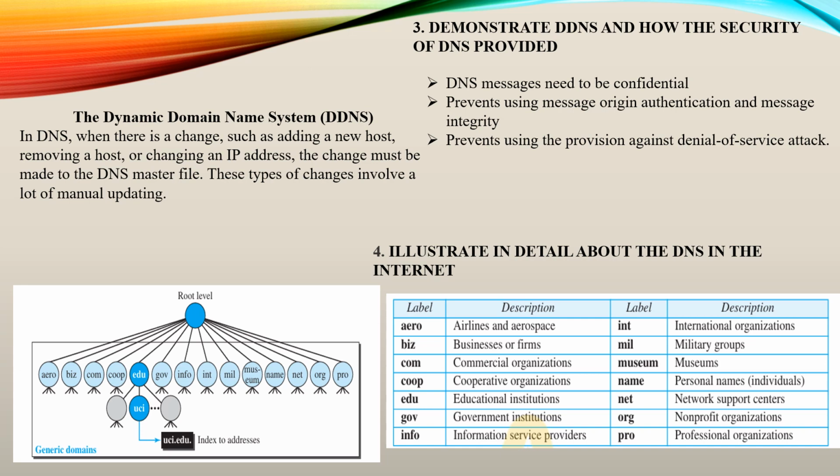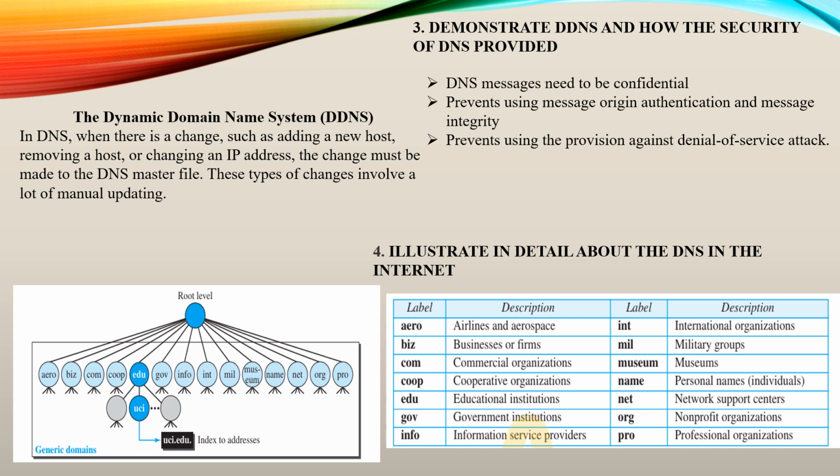One last question, illustrate in detail about DNS in the internet. So in the internet, you have a root level with generic domains. You have different domains: .edu, .com, .in, yahoo.in, gmail.com. So you have different domains, right? So for that, you have different labels with descriptions, each representing one in the internet. So what is aero? It means airlines and airspace. So the related .coms or .ins related to that description will be taken and mapped from each other.